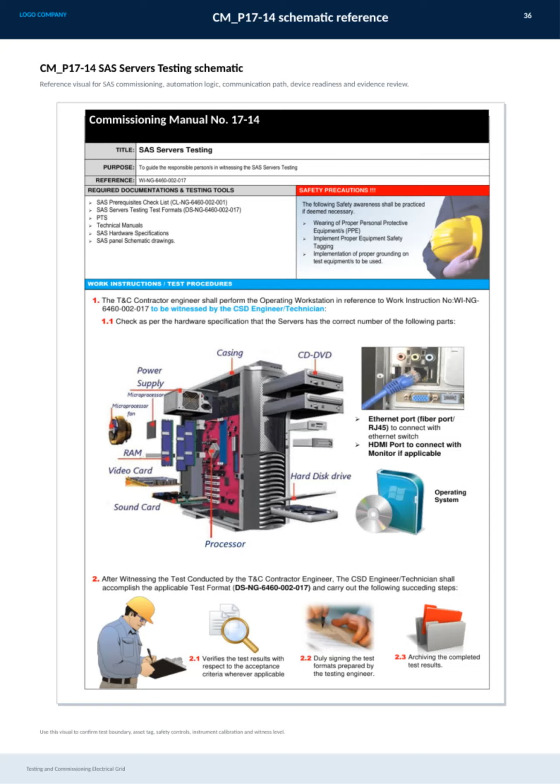Here we have the CM_P17-14 schematic reference for testing and commissioning the electrical grid, specifically focusing on the SAS servers. This visual is crucial because it shows the commissioning process, including automation logic, communication paths, device readiness, and the review of evidence. Use it as a guide to confirm important details like test boundaries, asset tags, safety controls, instrument calibration, and witness levels. It's all part of Commissioning Manual number 17-14, designed to ensure everything is thoroughly checked and verified.